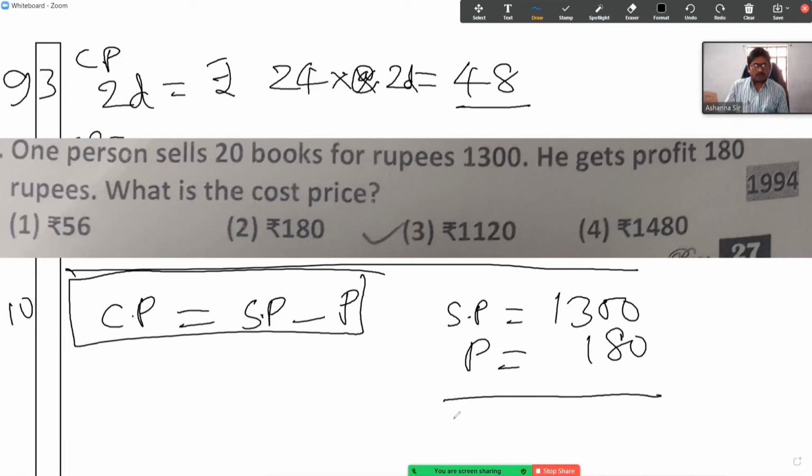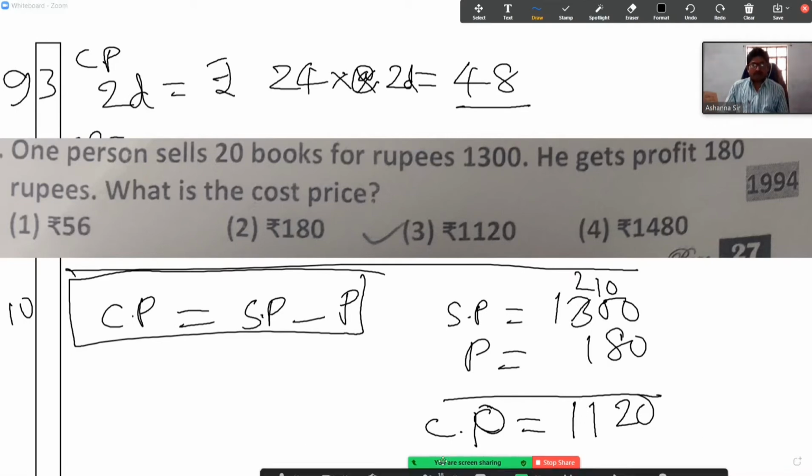So here cost price is equal to 1300 minus 180. 10 minus 8 is 2, 2 minus 1 is 1, 1. 1120. 1120 is the cost price. So option 3.